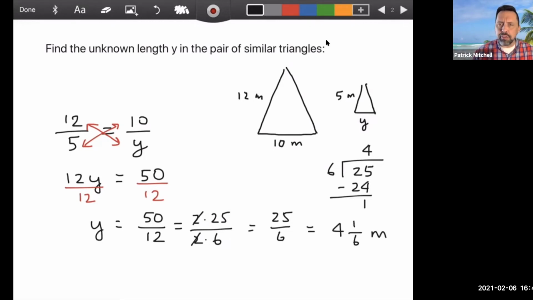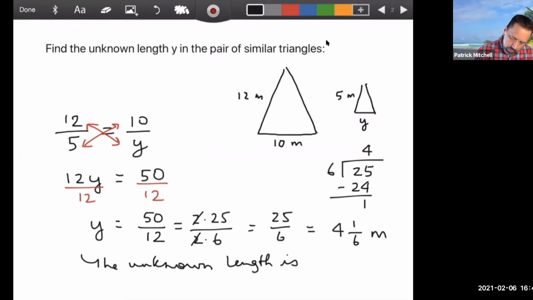I didn't do Mitchell's first commandment in this problem because the y was already there. I guess I will write my complete sentence. The unknown length is 4 1/6 meters. I guess I shouldn't call it an unknown length anymore now that we know it. Oh well, you know what I mean.